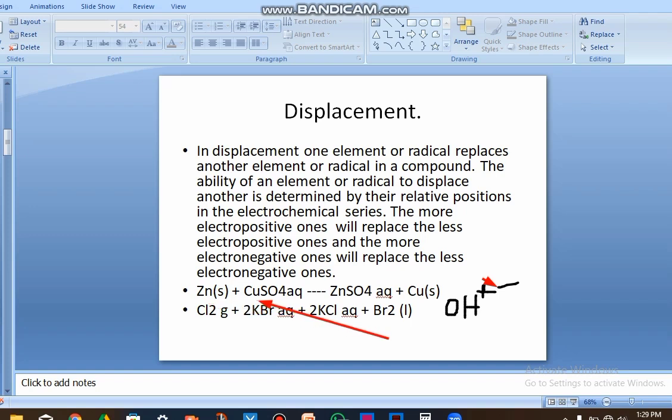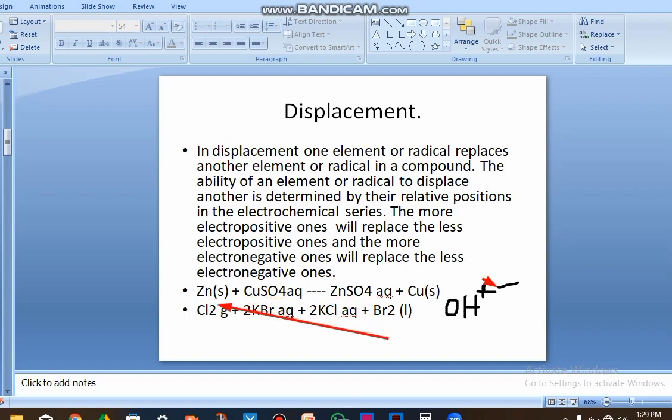Zinc plus copper sulfate. So you can call it copper sulfate, it is in aqueous form. Aqueous form means in liquid form. Are you getting it? This is solid, zinc is solid. So look at this now. Zinc has replaced copper. It was copper sulfate, it is now zinc sulfate.